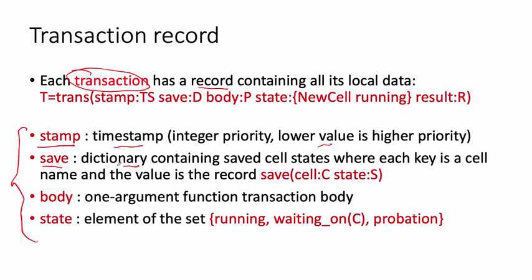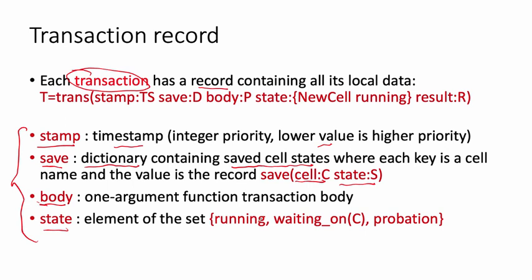So there's actually a dictionary. Remember the dictionary with the tuples? For each cell, it has a record of the cell and the state that it saves. So it has a dictionary containing saved states. Each time you're doing more and more updates, this dictionary will grow and keep track of all of the saved state. It has the body, which is the one argument function that is the body of the transaction, as we saw. And it has the actual state of the transaction.